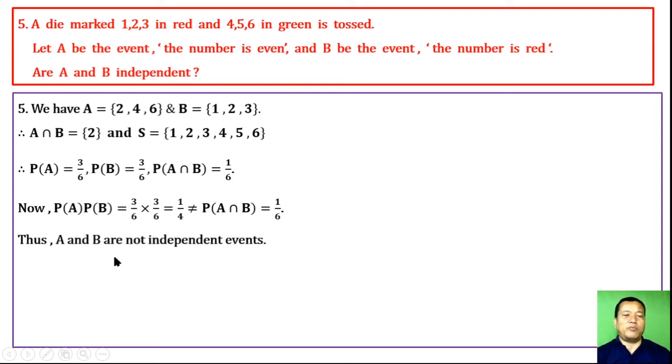Thus A and B are not independent events.